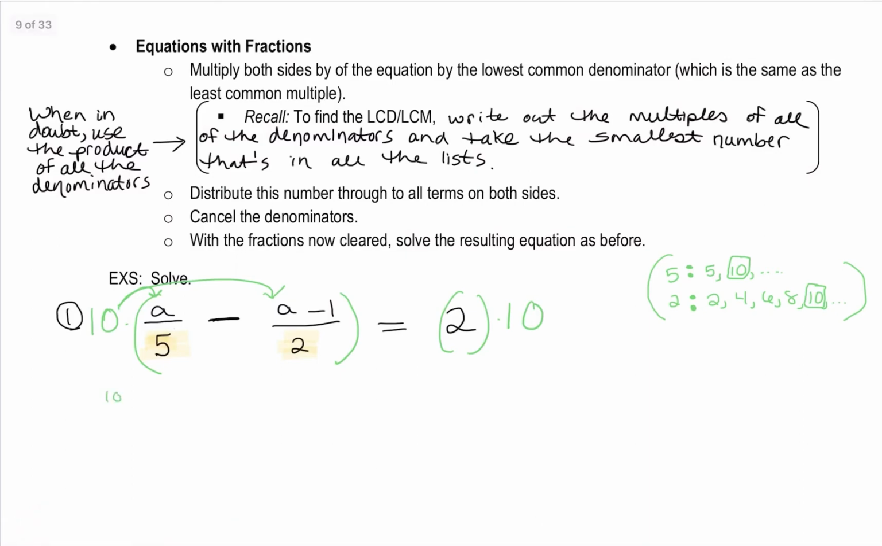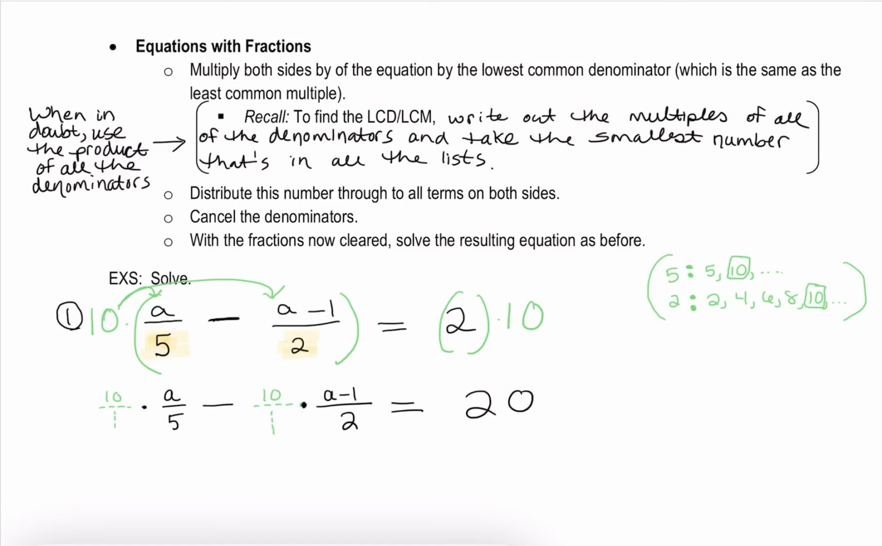It's going to look like we're going to have this 10. And for a lot of people, putting this over 1 will be just a little more user-friendly since we're working with fractions. So we're going to have 10 times the first term minus, and again, we're going to have this 10, and if it looks a little nicer to you, put it over 1, times that second term as it was, which was the a minus 1 over 2. And then on the right-hand side, of course, we just have the 2 times the 10, so you can just make that 20. All right, so we've distributed it through to all the terms.